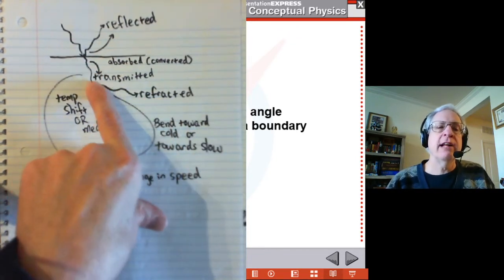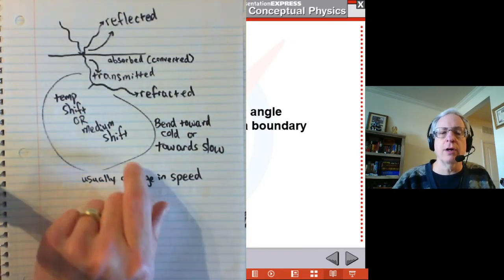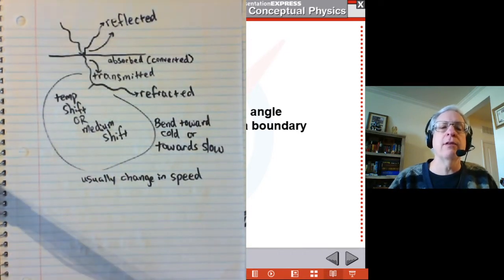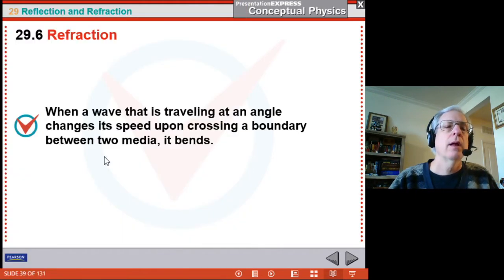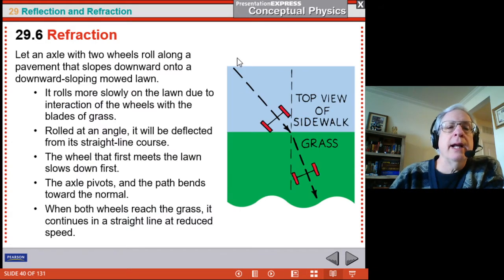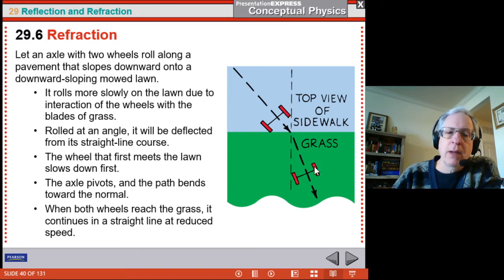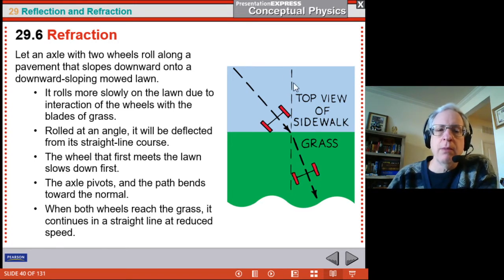And that changing of speed can happen when a temperature shift occurs or when a medium shift occurs. So there are lots of different ways that you can get refraction. For instance, think about this. If I have a lawnmower and I'm on a sidewalk and then all of a sudden I hit grass, the wheels that are towards the grass are going to slow first, and these wheels are going to continue fast. And since these wheels haven't slowed down yet, it bends. So you bend towards a slower medium. When you go into a slower medium, you bend towards it.